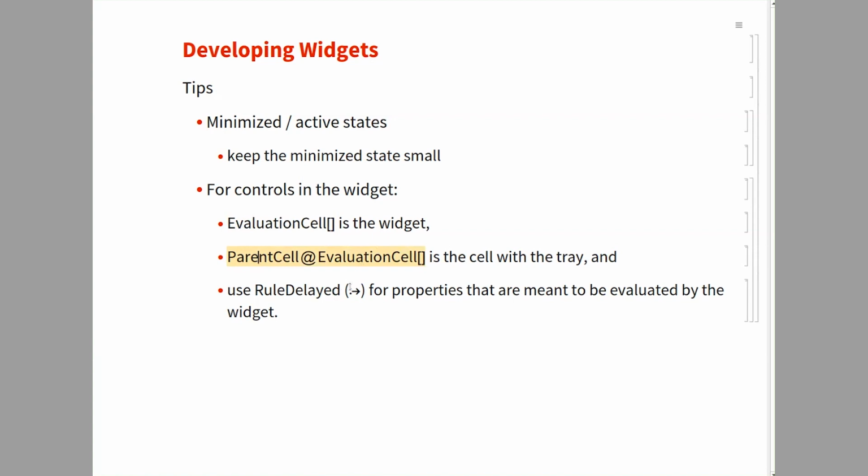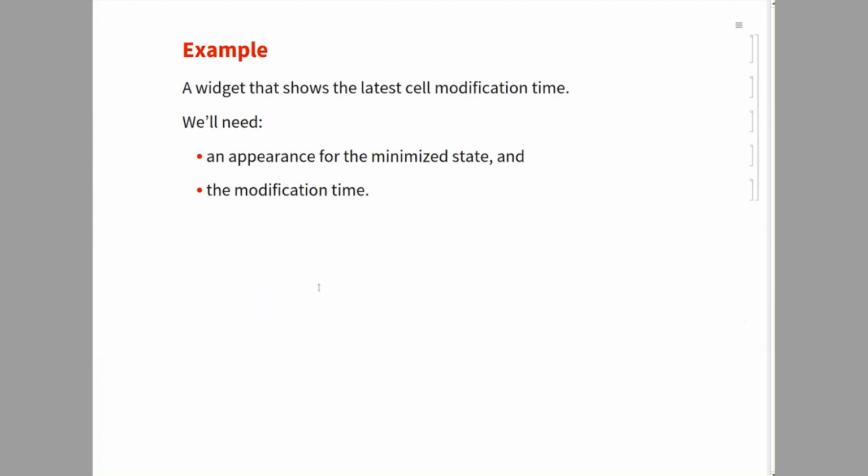And then one thing to note is that if you're going to pass properties to widgets, associations will evaluate their rules, so if you want to hold it, use rule delayed for your association element. Okay, so how about a widget that shows the modification time?